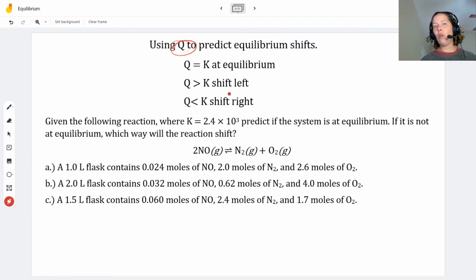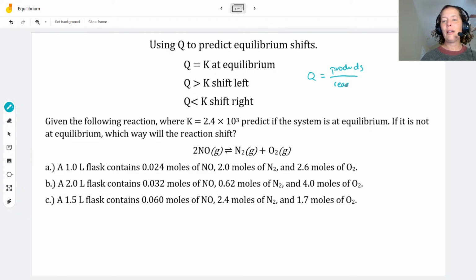Now we write Q the exact same way that we write K. So Q is also products over reactants, and they're all raised to their stoichiometric coefficients. Okay, but here are the conditions that we need. If Q equals K, then the system's at equilibrium. If Q is greater than K, the equilibrium is going to shift left, or towards the reactants. If Q is less than K, you're going to shift right, or towards the products.